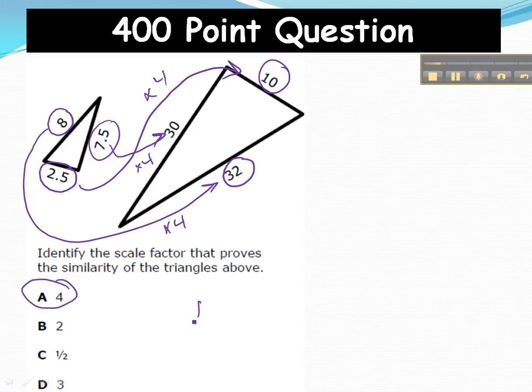If one of the answer choices was 1/4, we'd have 2 correct answers, because if you went from the large triangle to the small triangle, you'd get there by multiplying by 1/4. But it's not, so the correct answer of the answer choices we have to choose from is answer choice A.